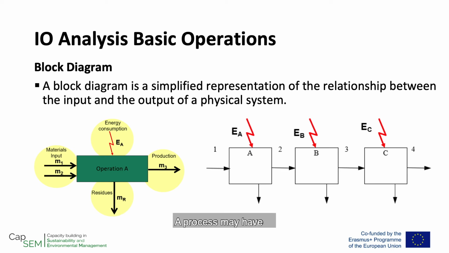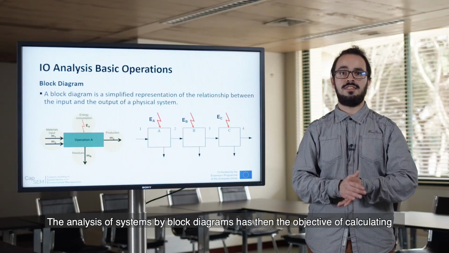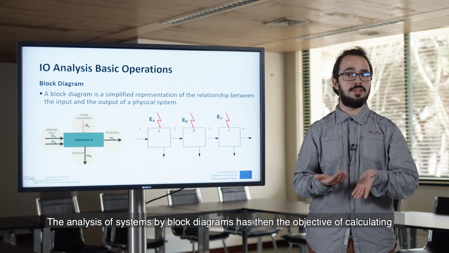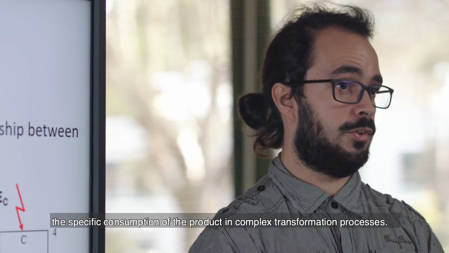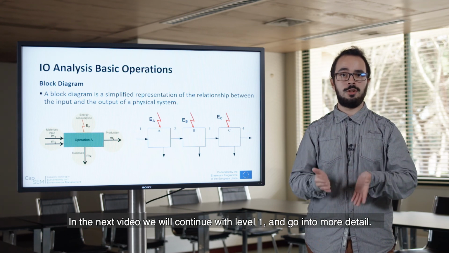A process may have several unit operations associated, and they may be linked in several ways. The analysis of the system by block diagrams has the objective of calculating the specific consumption of a product in complex transformation processes. In the next video, we will continue with level 1 and go into more detail.